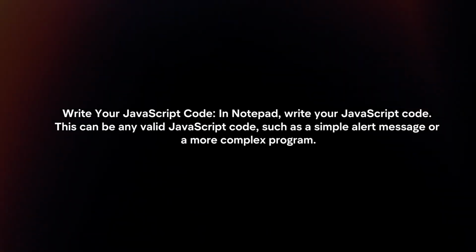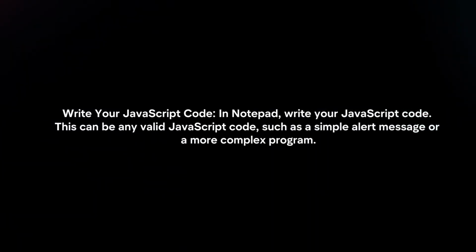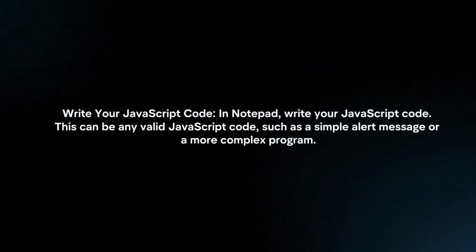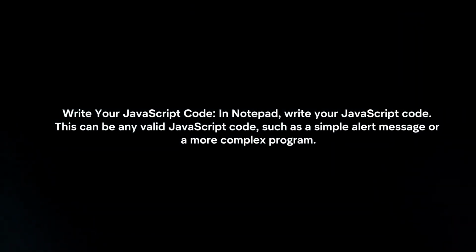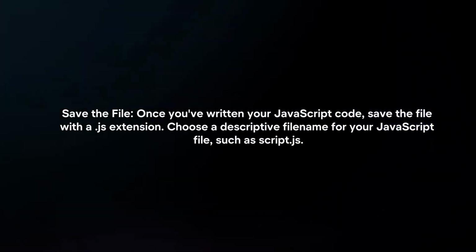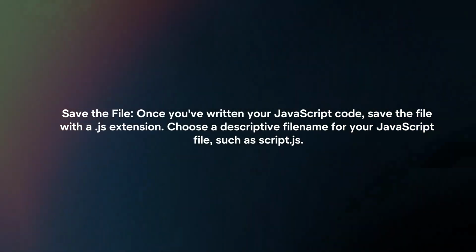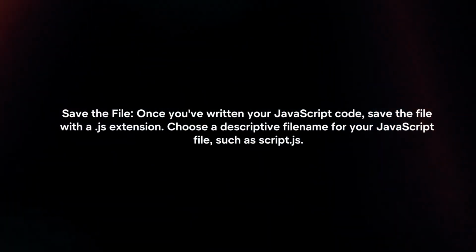Write your JavaScript code. In Notepad, write your JavaScript code. This can be any valid JavaScript code, such as a simple alert message or a more complex program. Save the file. Once you've written your JavaScript code, save the file with a .js extension. Choose a descriptive file name for your JavaScript file, such as script.js.